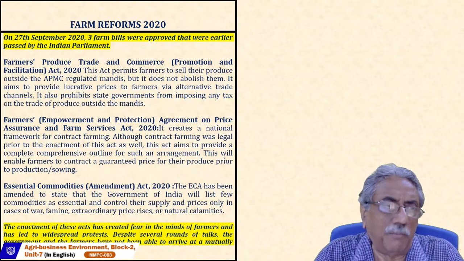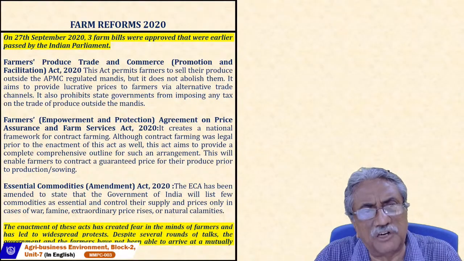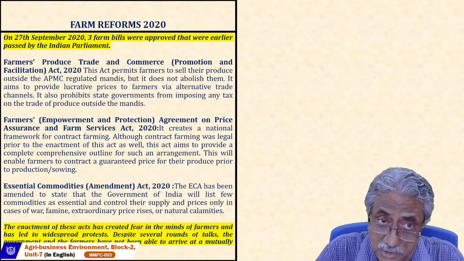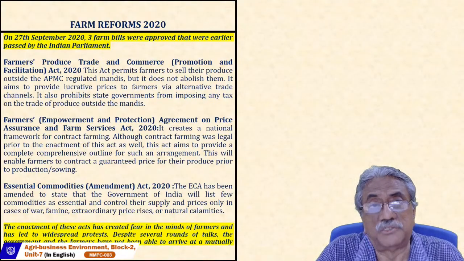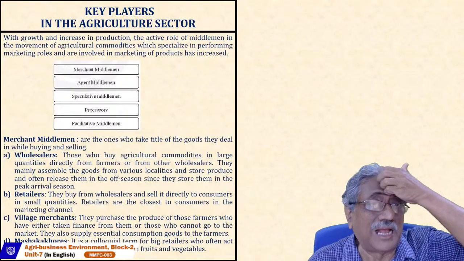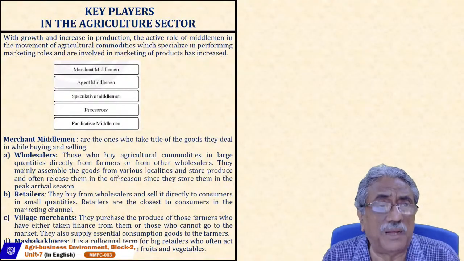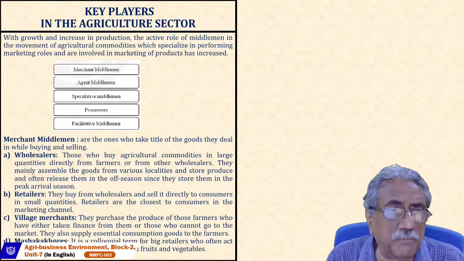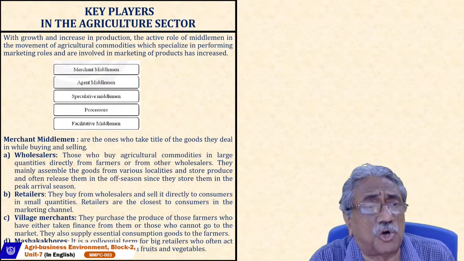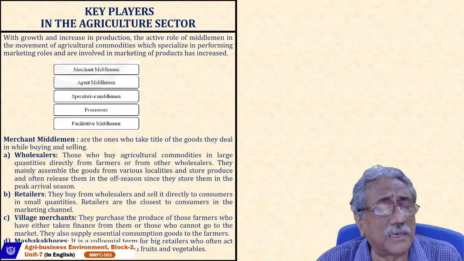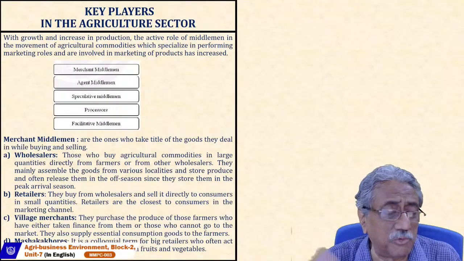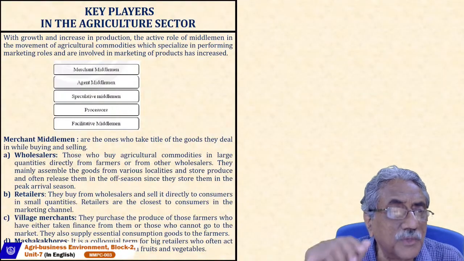our agri environment. So far, we have covered it from the time of independence to the 2020s, the Major Farm Acts. Now, key players in the agricultural sector are actually merchant middleman, agent middleman, speculative middleman, processor, and facilities middleman. Just because they are middlemen, it's not that their role is bad. They play a very important role. Some players, like everywhere, will be bad, good, both.